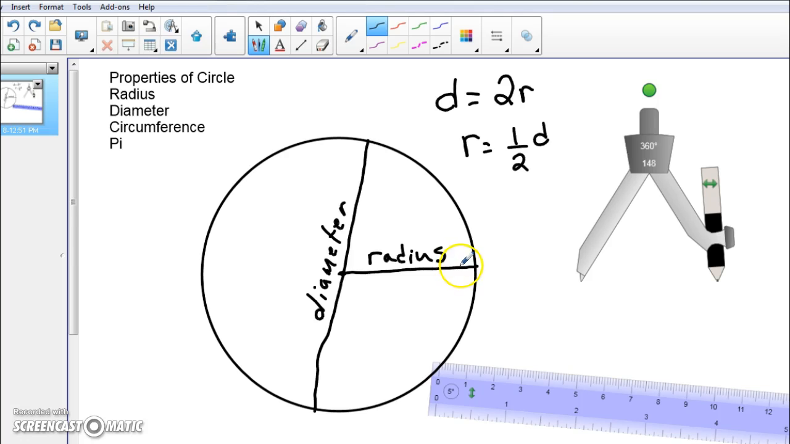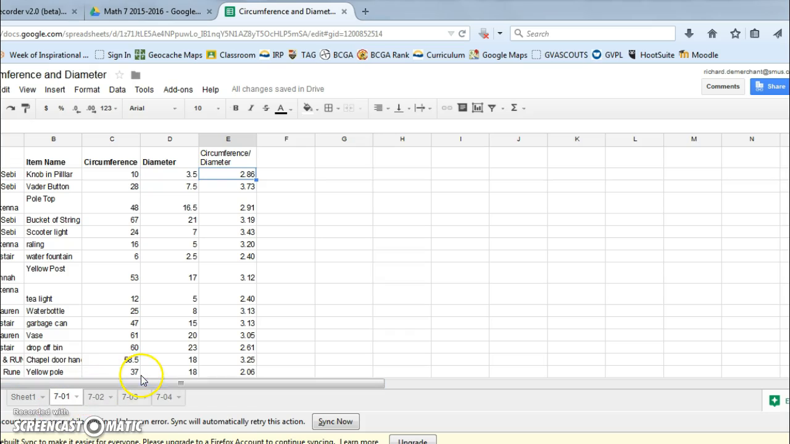Now, within a circle, we have another line that runs all the way around. So this is a curve, and the question is, how far is it around that curve? We call that curve, or the perimeter of the circle, the circumference. Now, some of you will remember in class, we started to look at the circumference of a circle. We picked a bunch of items, and we measured the circumference and the diameter of those items.